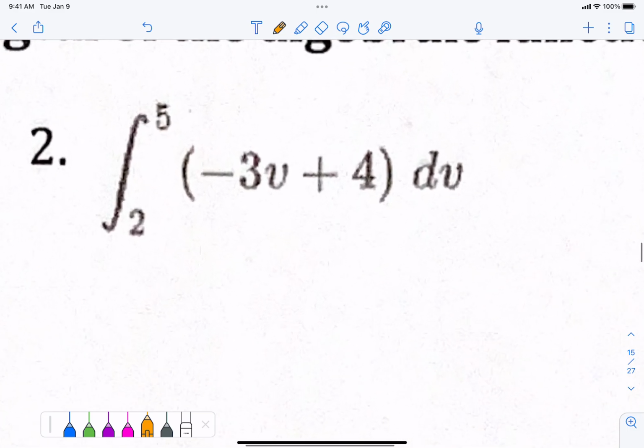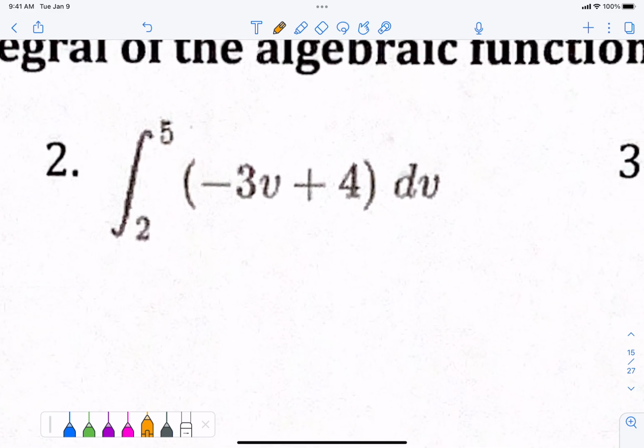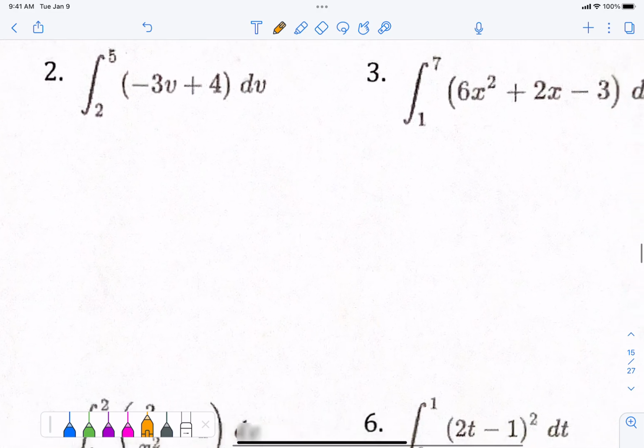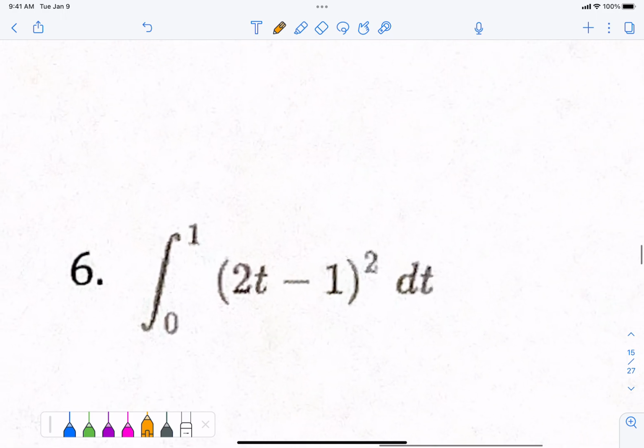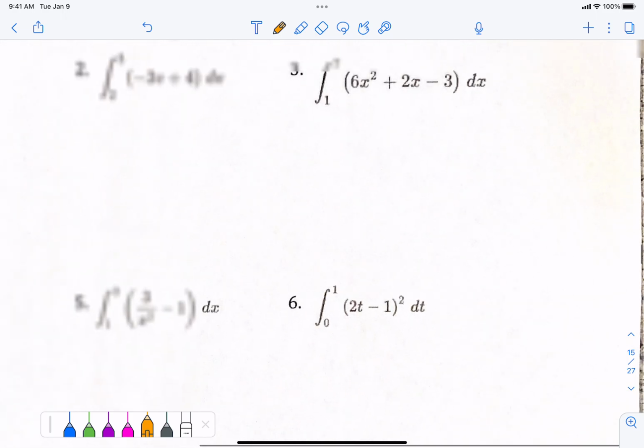Number 2, dv instead of dx, because that's your variable's name. It's not a u, it's a v. And you take the antiderivative, it's just x, right? Here's dt. Oh wait, 1 over 3. So anyway, there you go.